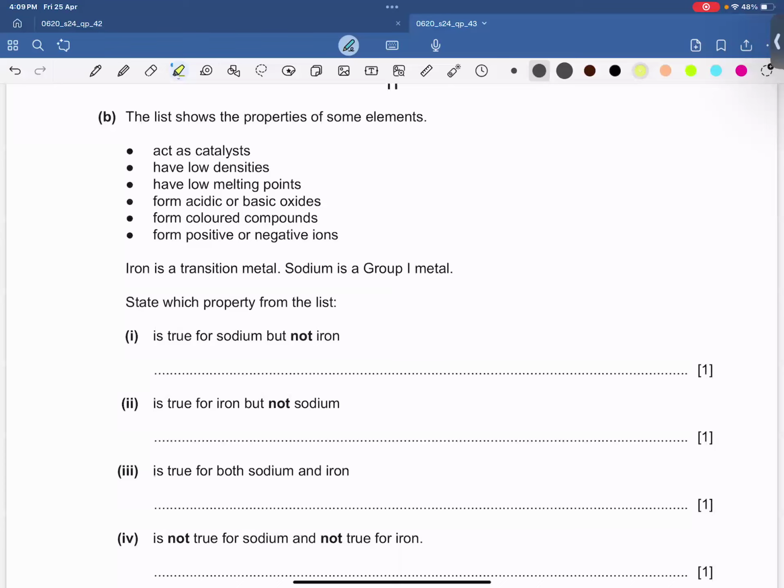The list shows the properties of some elements. State which property from the list is true for sodium but not iron.